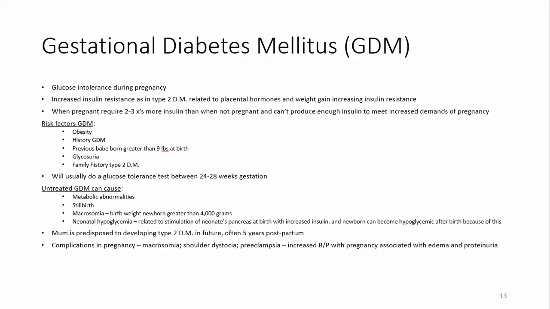So what happens is you end up with an insulin resistance that basically mimics a type 2 diabetes. So what are the risk factors for people with gestational diabetes? Obesity, a history of previous gestational diabetes, previous babies born at more than 9 pounds, glycosuria, so people that are hyperglycemic anyways, family history will do it.